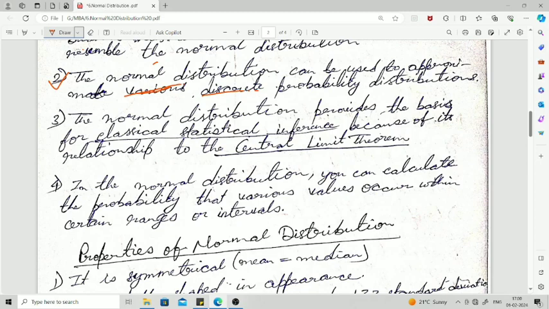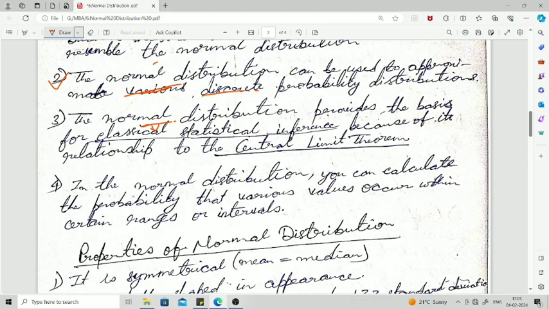Third, the normal distribution provides the basis for classical statistical inference because of its relationship to the central limit theorem. Whatever inferential statistics we study, that is based on the normal distribution, and that is also related to the central limit theorem.